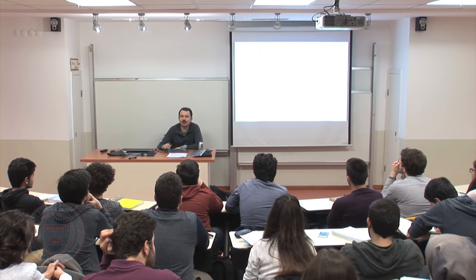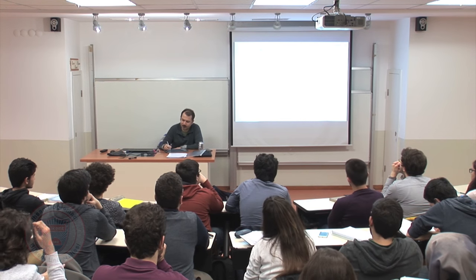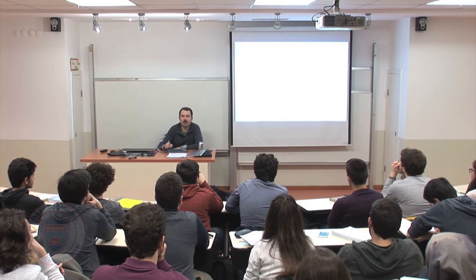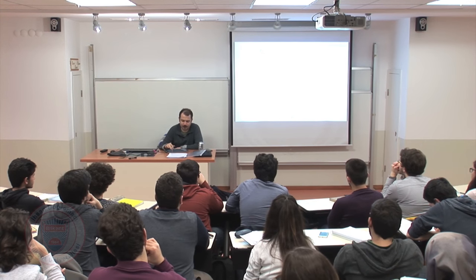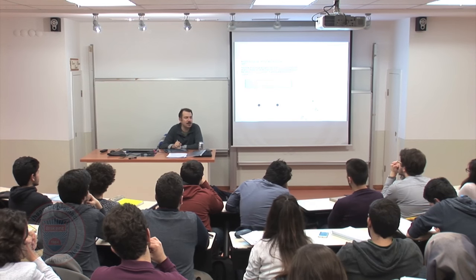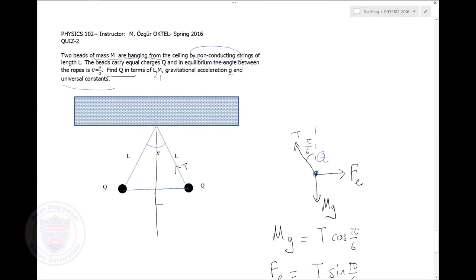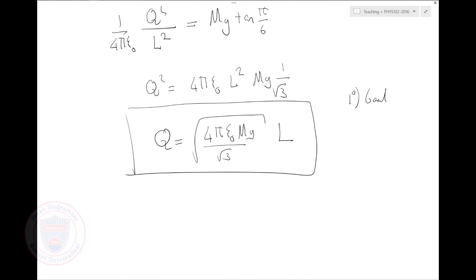Now, whenever I solve a question, I'd like to do three checks. First, did I reach my goal? What was asked in the problem? We were asked to find Q, but finding Q in terms of only the given quantities, L, M, G, and universal constants. Did we do that? Yes, only L, M, G, and epsilon 0, which is a universal constant, appear in the answer. So we've reached our goal.